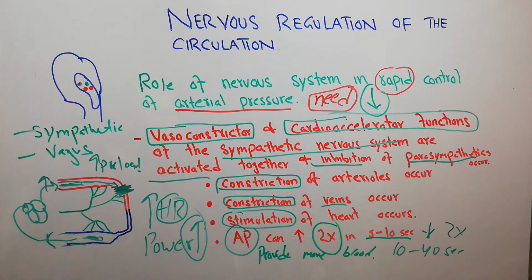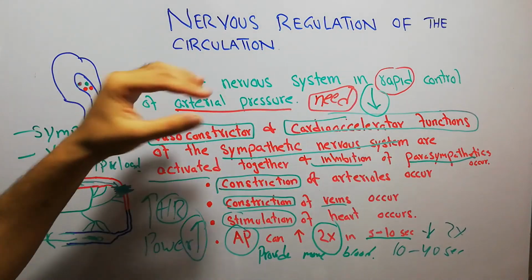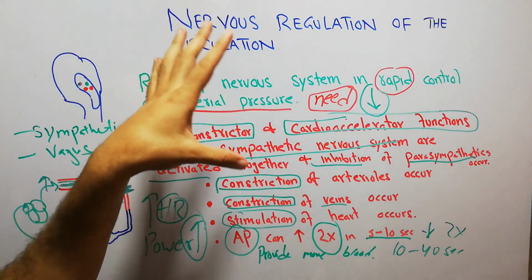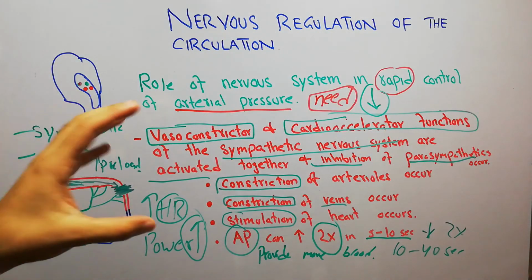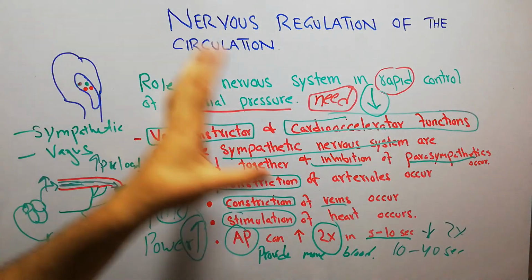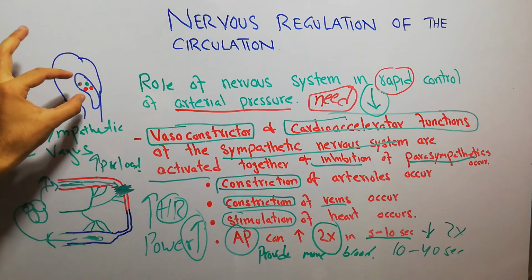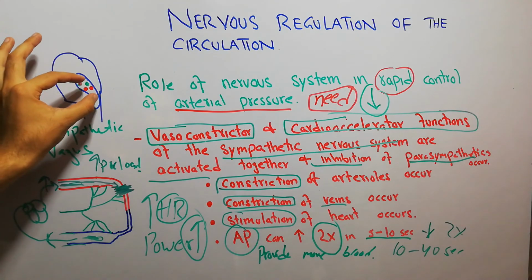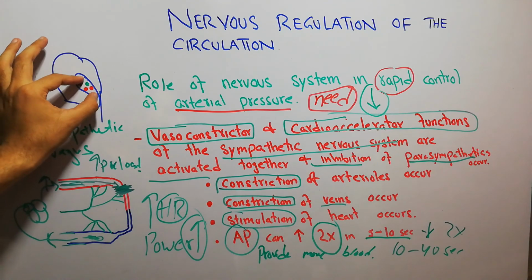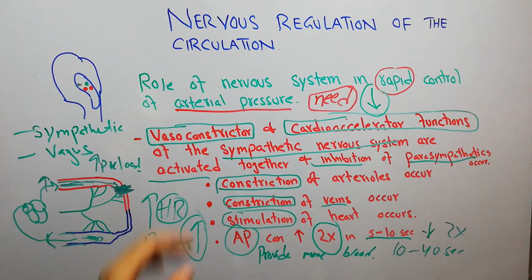The purpose of discussing all these topics is to show that the nervous system plays a role in controlling the arterial pressure. The nervous system gets inputs from the body, and according to the input it provides the output. For the circulatory system, the processing unit which gets the input and provides the output is basically the vasomotor center. So that's all about the role of the nervous system in rapid control of arterial pressure.